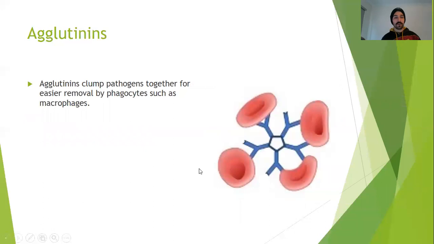The second ones are agglutinins, and what these do is they clump antigens together, or they clump pathogens or even different cells together, and that again allows phagocytes to remove them much quicker. So almost like glue, it will clump 4 or 5 or 6 different pathogens together, or particular cells, and a macrophage can then come and engulf them all in one go rather than individually finding them all. So again, it's just for more efficient phagocytosis.